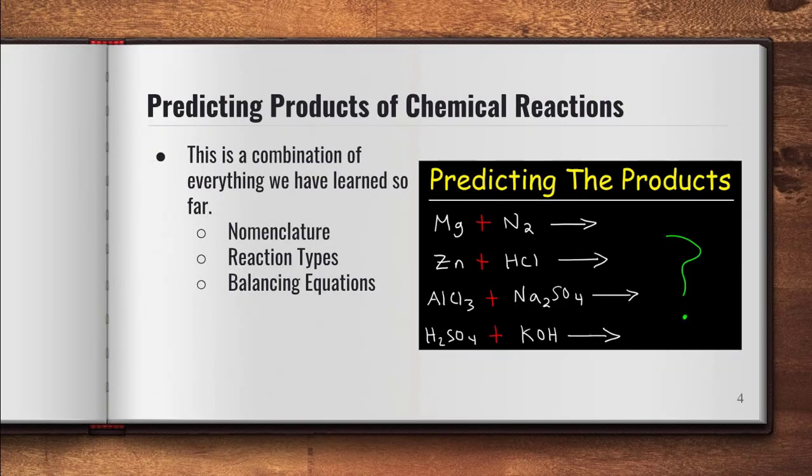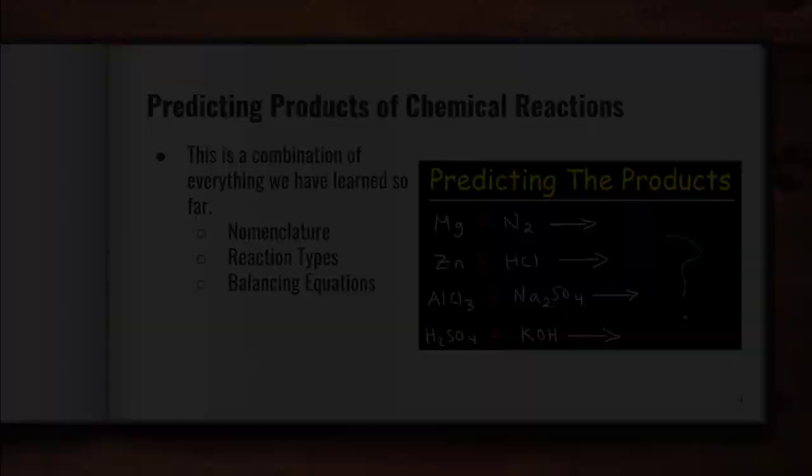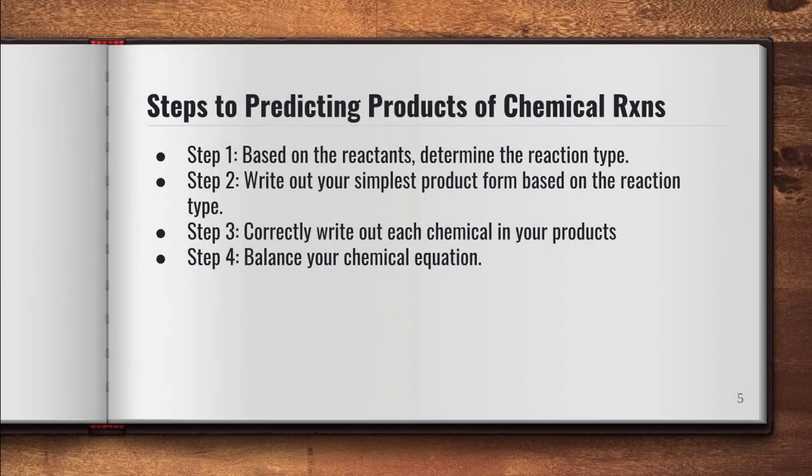So, keep in mind that when we talked about predicting products, again, this is a combination of everything that we've learned so far. So we need to make sure that you understand nomenclature. You need to know how to write chemical formulas to be successful at predicting products of chemical reactions. You also need to understand reaction types, as well as being able to balance chemical equations. So everything kind of comes together when we're trying to predict the products of a chemical reaction that will take place. So what steps are necessary to predict products of chemical reactions?